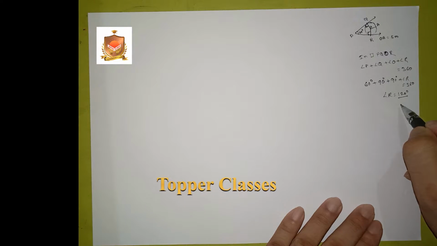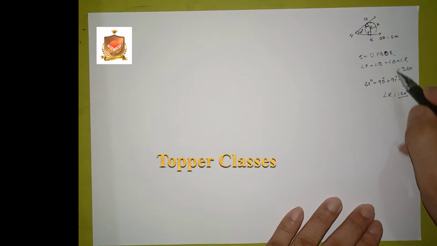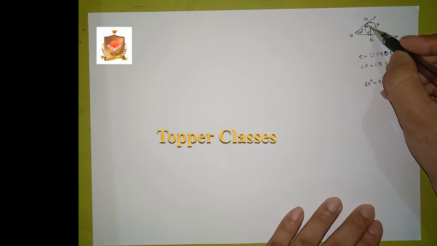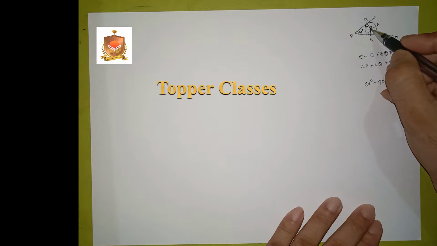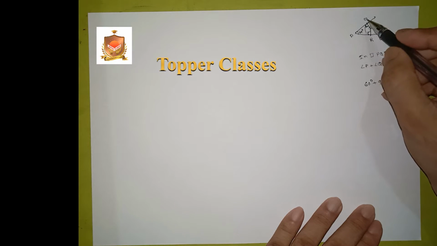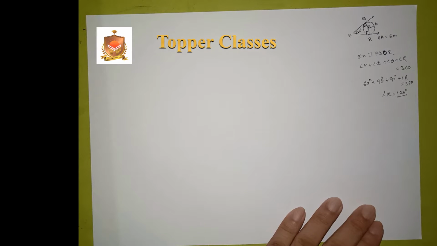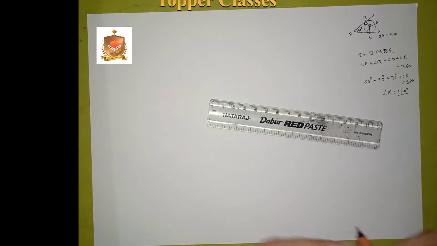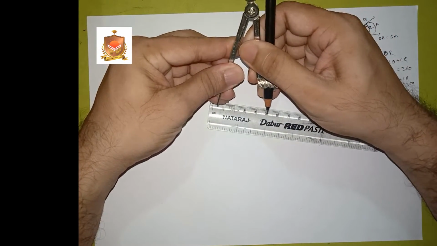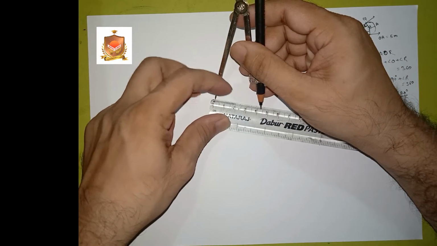So first of all we will draw a circle, then we will draw the radius, and we will draw one more radius which makes the angle 120 degrees. Then we will draw their perpendiculars and our figure will be done. So here I will take 5 cm distance in the compass.